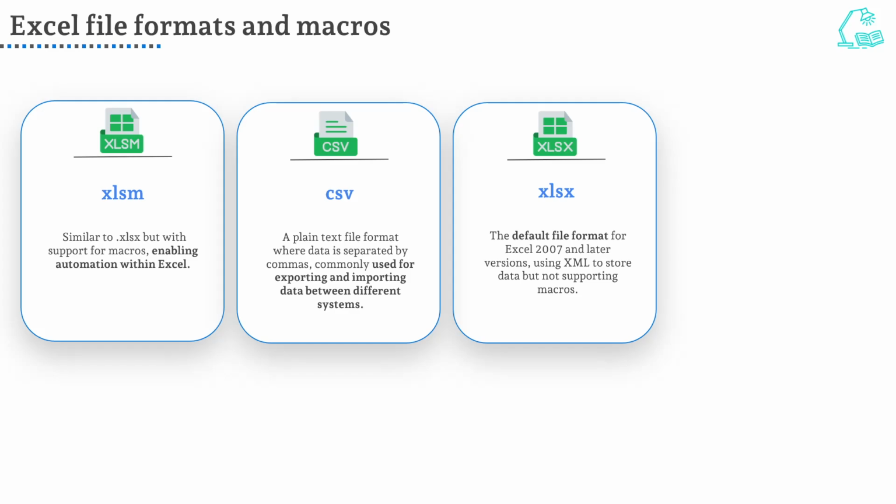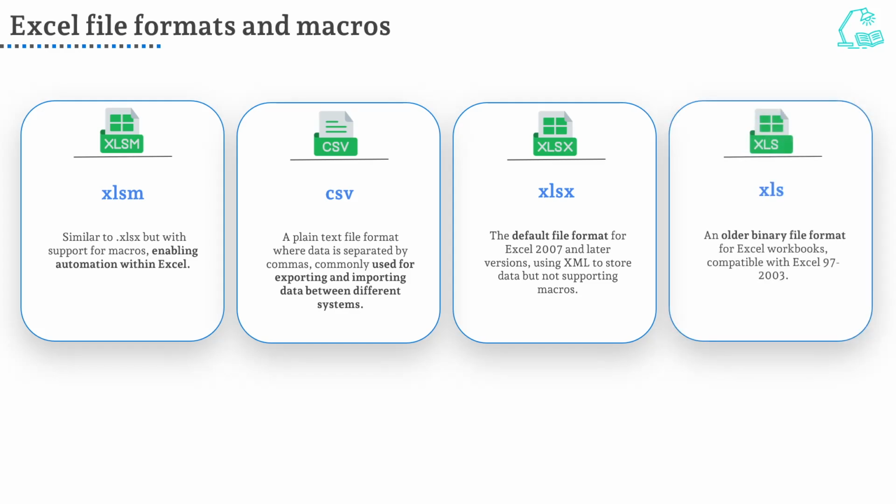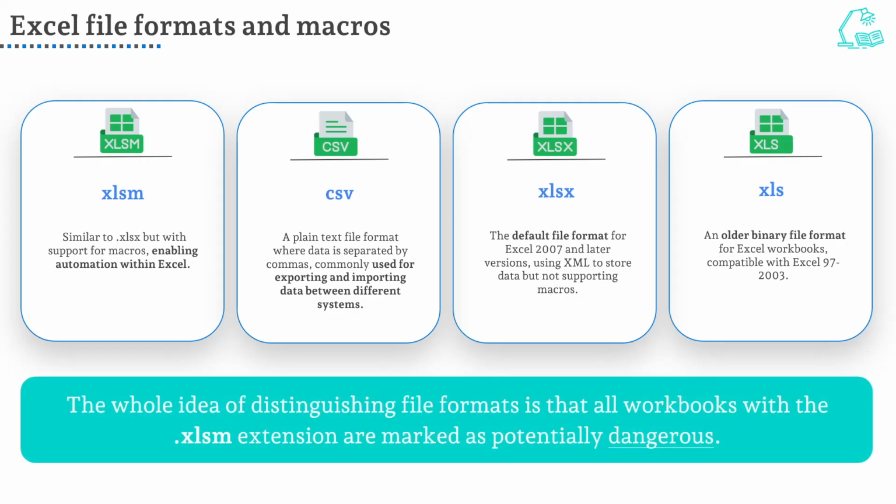Then, there is the XLS file format, which is an older binary file format for Excel workbooks compatible with Excel 97 to 2003. It has several limitations compared to the newer XLSX format, including a maximum of 65,536 rows and 256 columns per sheet. This format is still used for compatibility with older systems, but is generally less efficient and flexible than the XLSX format. The key takeaway here is the importance of distinguishing file formats.